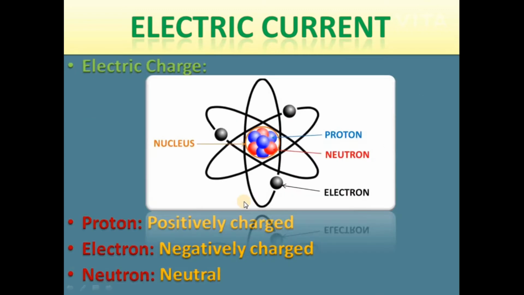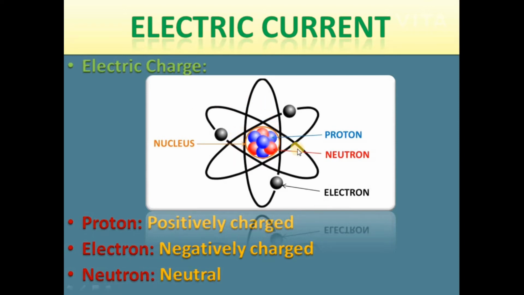The next is electric current. Before we define electric current, we will know the basic concept of electric charge. You already discussed in the 8th standard the model of an atom. Inside the atom, what is there? Electrons are there, neutrons are there and protons are there. We have a nucleus. The center part of the atom is called the nucleus.